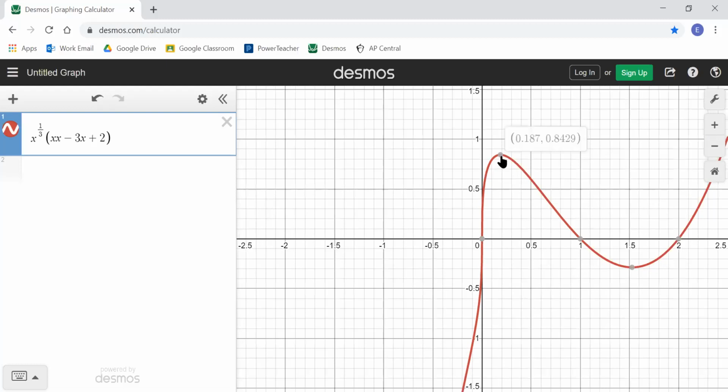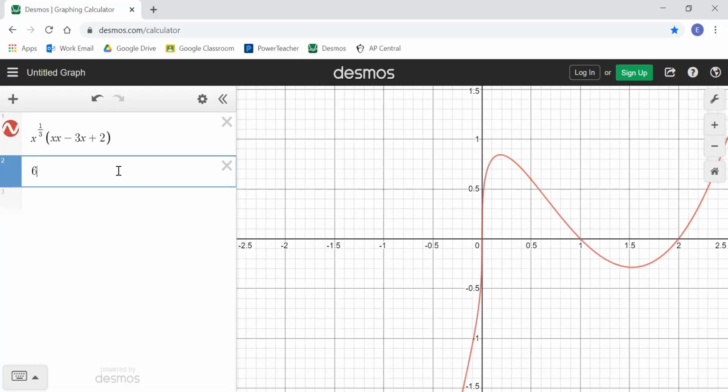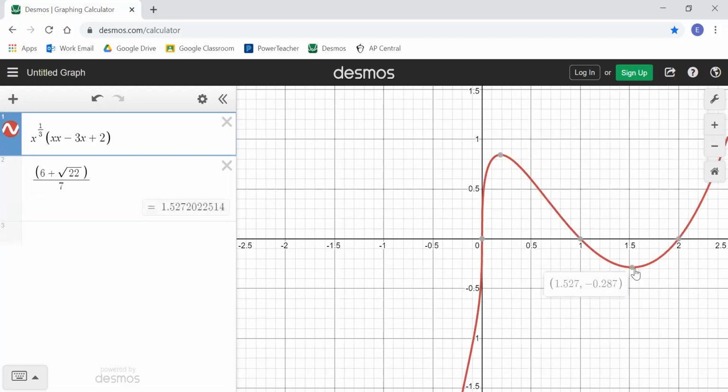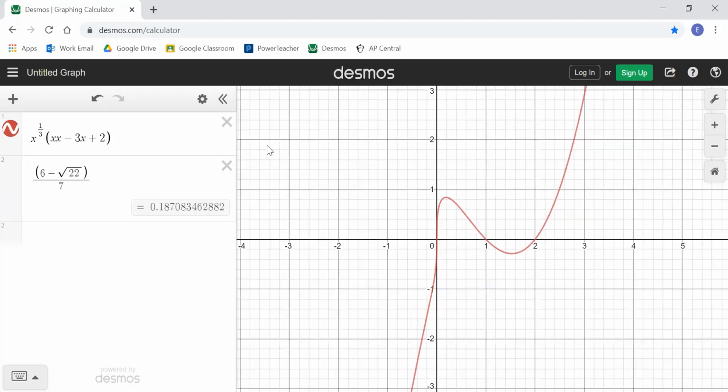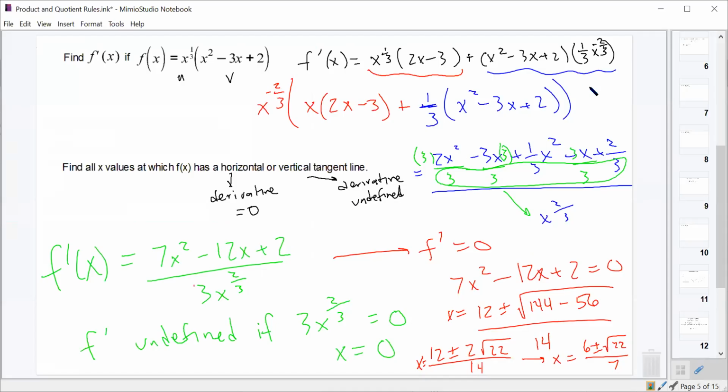Yes. And here are our horizontal tangent lines at 0.187 and 1.527, which, what did we have? We had 6 plus the square root of 22, all divided by 7. Yeah, 1.527. That's this one, right? And a minus gives us this 0.187 value. And that's how we could get a general idea of what the graph of this very strange function looks like. It's a good looking function, isn't it? It's got some interesting stuff happening. Wow, you guys are so excited by that. That's good.